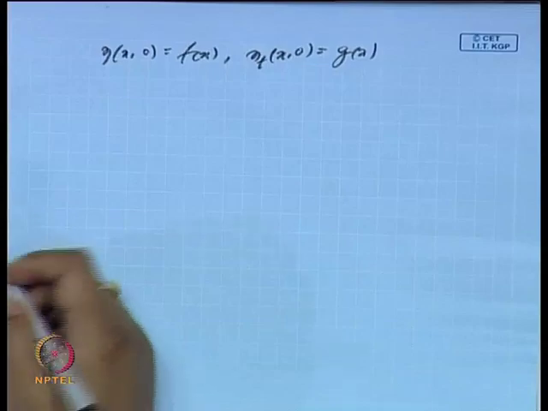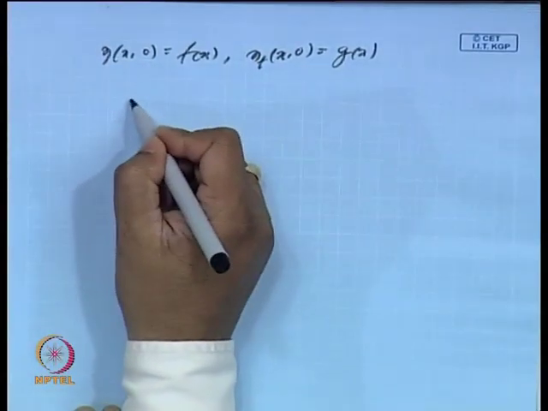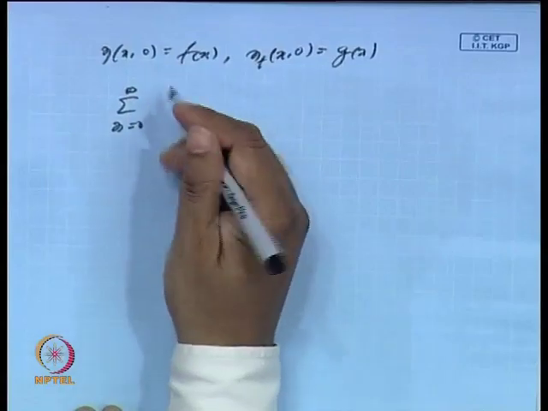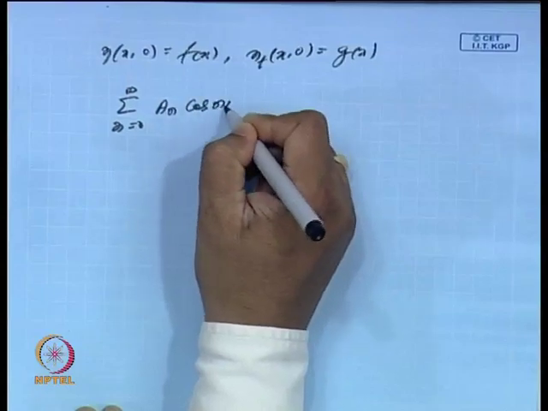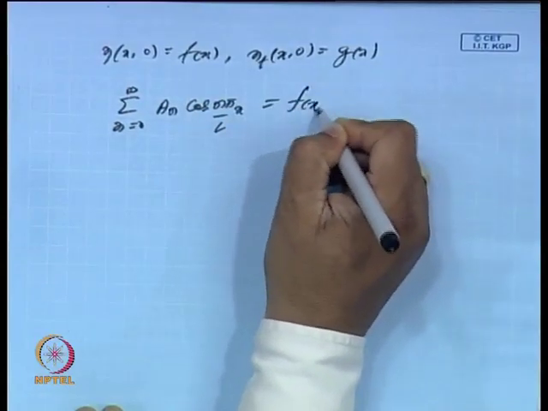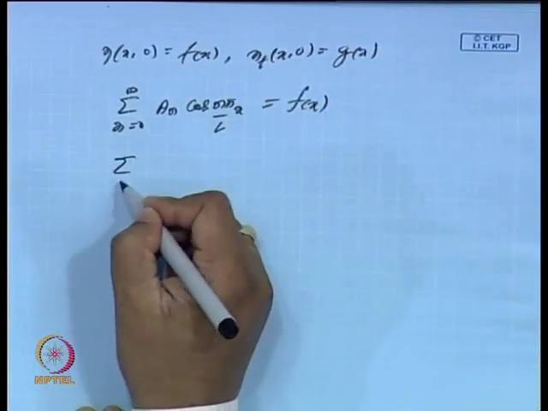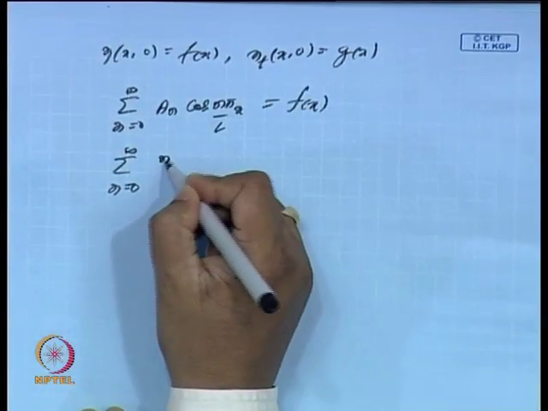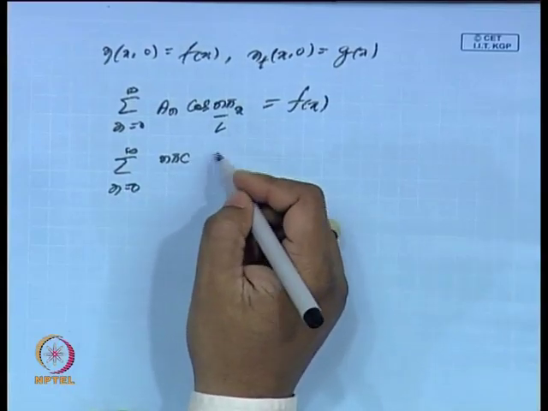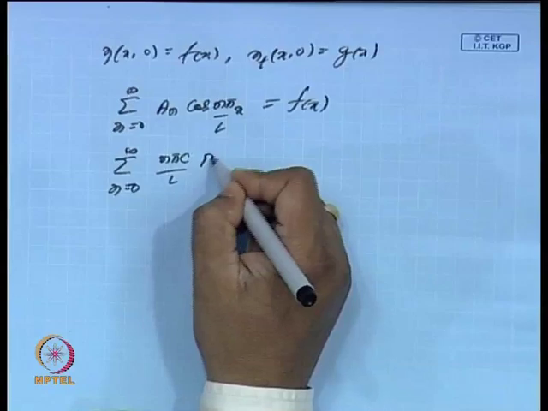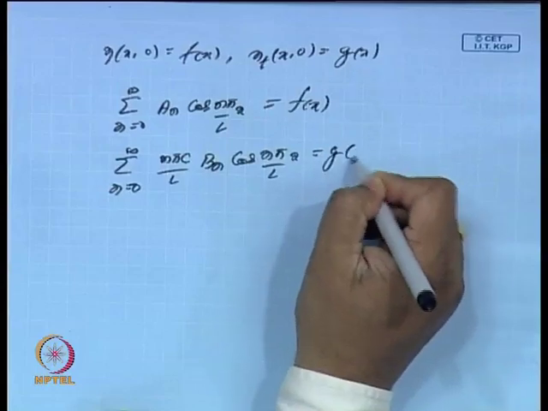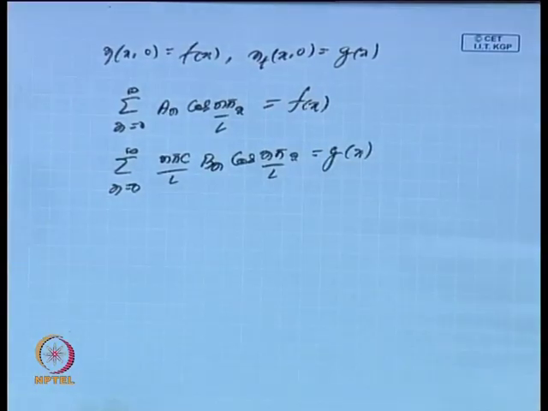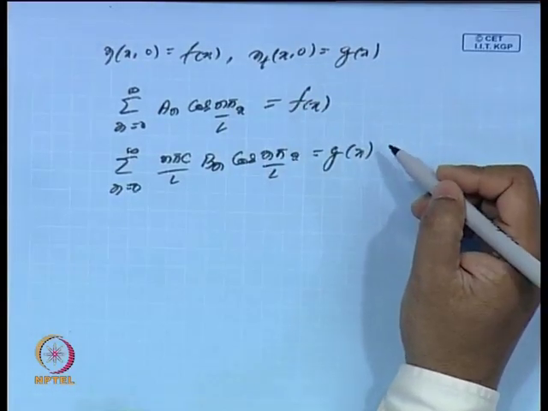And then to utilize this, if I substitute for this in eta, then it will give me sigma n = 0 to infinity a_n cos n pi by L into x = f(x), and if I look at the other one, that will give me sigma n = 0 to infinity n pi c by L into b_n cos n pi by L into x = g(x). So, this will give me the two sets of equations for a_n and b_n.